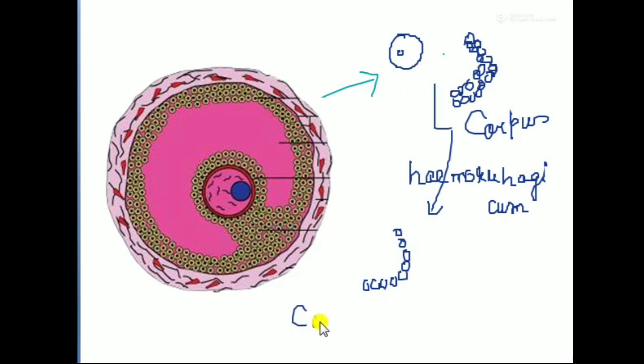Corpus albicans. If fertilization takes place, then the corpus luteum remains the same, but if not, then it degenerates. Degenerate is an appropriate word rather than rupture. Then the corpus luteum degenerates to form corpus albicans.